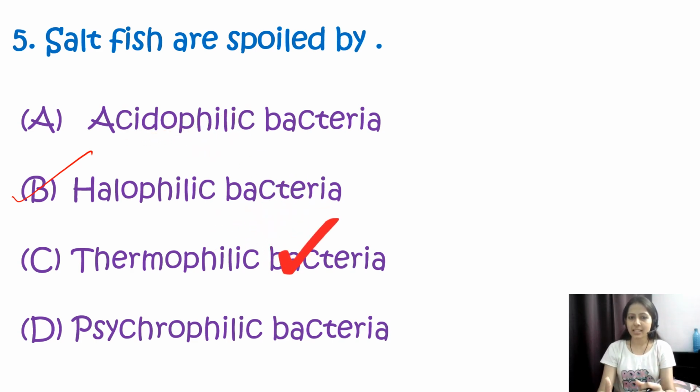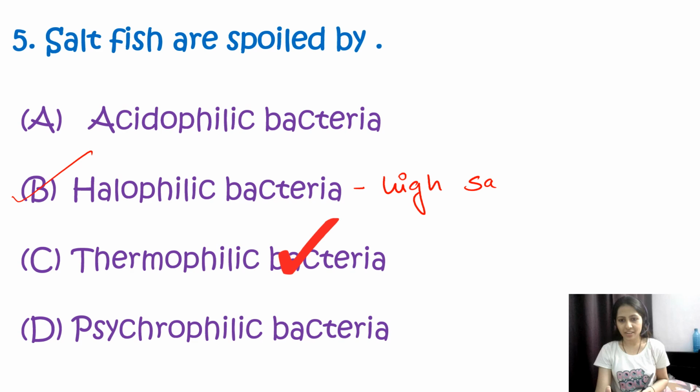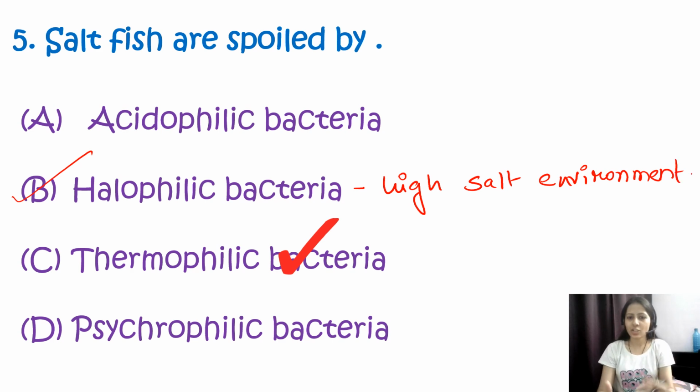Now these bacteria can thrive in a high salt environment. It means they can tolerate and even require a high concentration of salt to grow and reproduce, which makes them the primary agents for the spoilage of salted fishes.